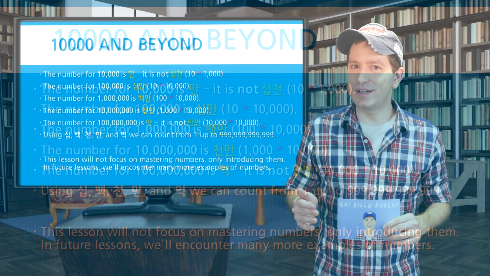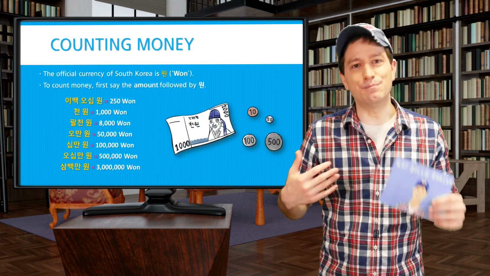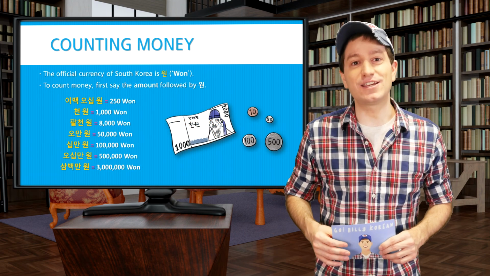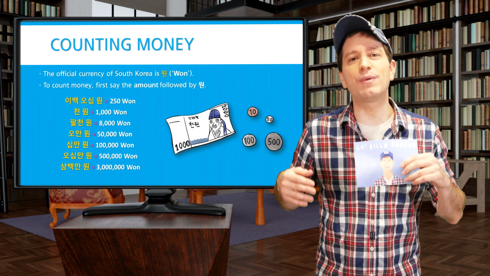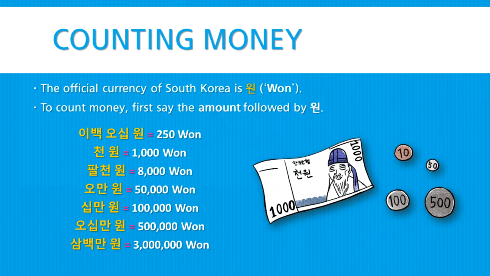Using Sino-Korean numbers, you can also count money. So next, let's take a look at the Korean currency, won. In order to count how much won you have, simply say the number with Sino-Korean numbers followed by 원. Here are some examples of that.